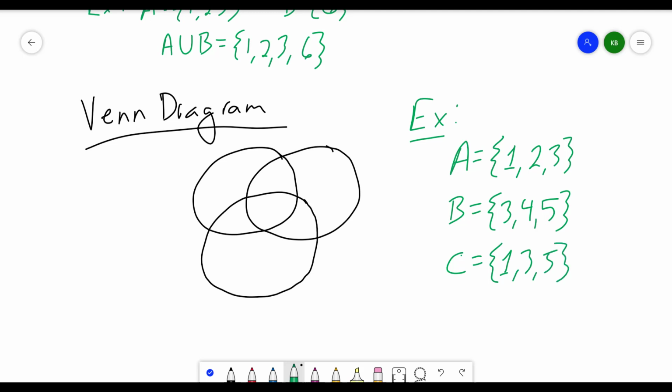All right, so what I do with my Venn diagram is I label each circle. So what I'm going to do is I'm going to represent event A with purple. So here's event A, it's this circle right here.